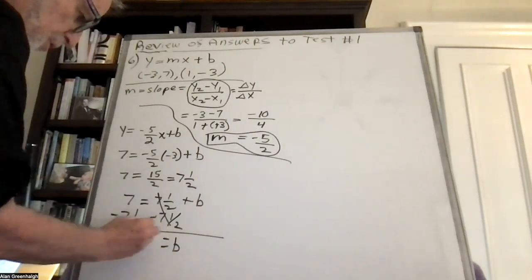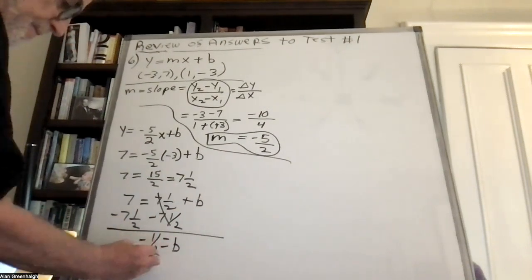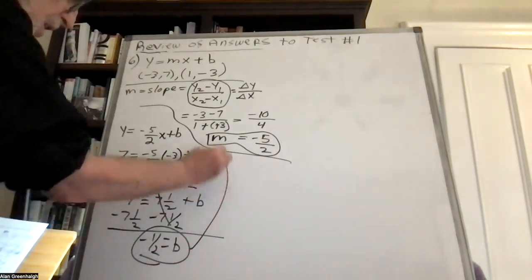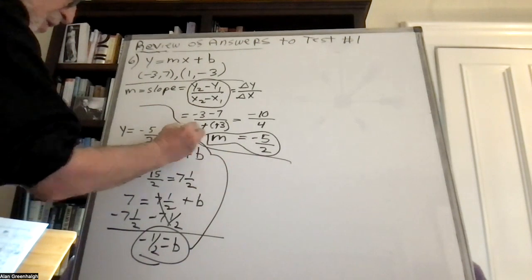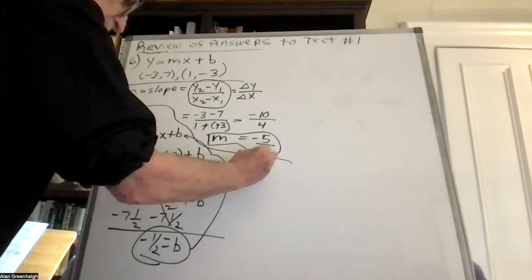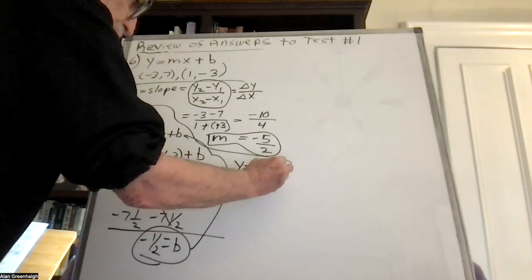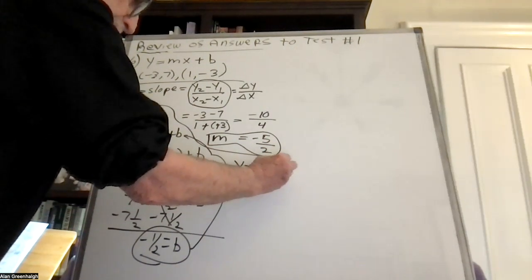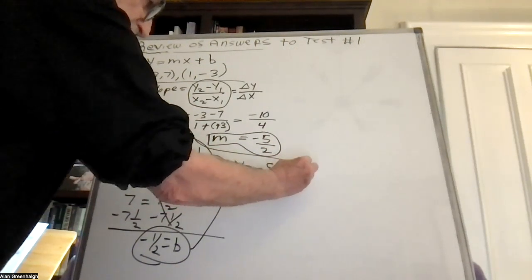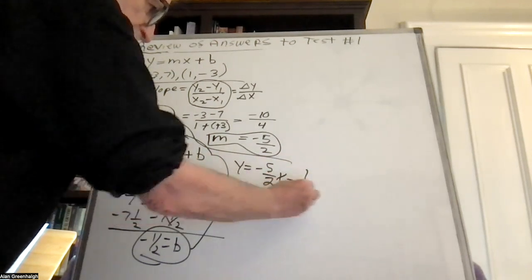And b is equal to -0.5. And this goes back into this equation. So y equals -5/2 times x minus 1/2. This was the complete answer.